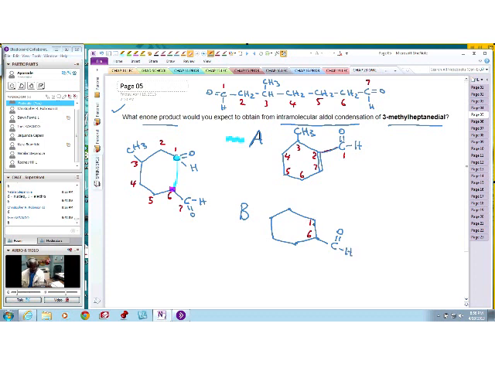If that is the case, this is carbon 1, this is carbon 2, carbon 3, carbon 4, carbon 5. So that means on carbon 3, once again, we have a CH3.